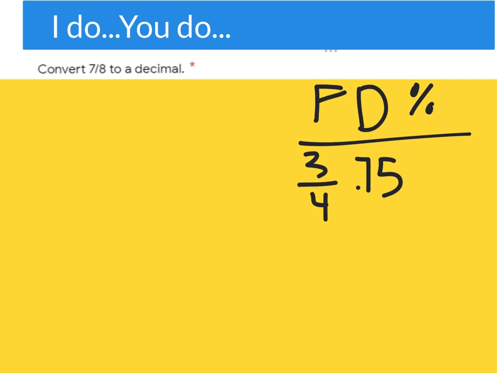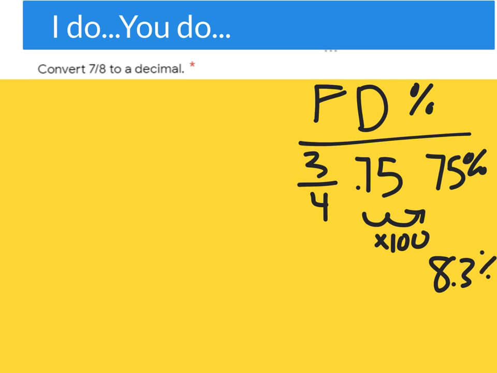I then want to go to a percent. I need to bounce the decimal 2 places to the right, which means you're taking it times 100, and that becomes 75%. If I wanted to go the other way, and let's say I had 8.3%, I would need to bounce the decimal 2 places left. That means I'm dividing by 100, which will give me 0.83.